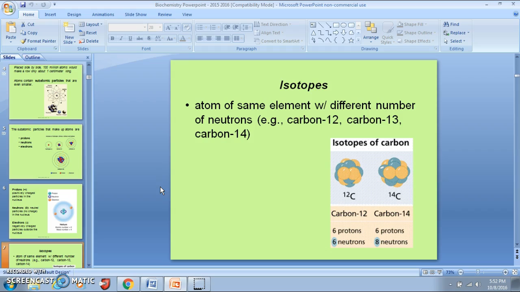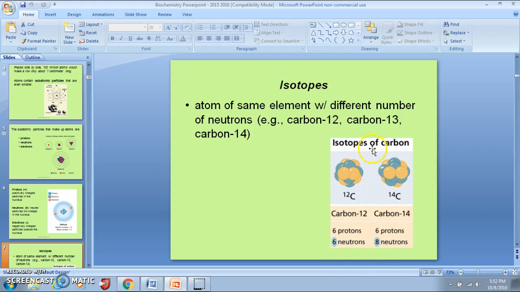Now, we can have atoms of the same element that have a different number of neutrons. For example, we have 3 forms of carbon: carbon-12, carbon-13, and carbon-14. And these are all carbon, so they're the same element, but they have different numbers of neutrons. When atoms of the same element have different numbers of neutrons, they're called isotopes of that element. Now, for carbon, we know that carbon always has 6 protons. That's what defines it as an atom of carbon specifically. So the number of protons is not going to change, but the number of neutrons will change.